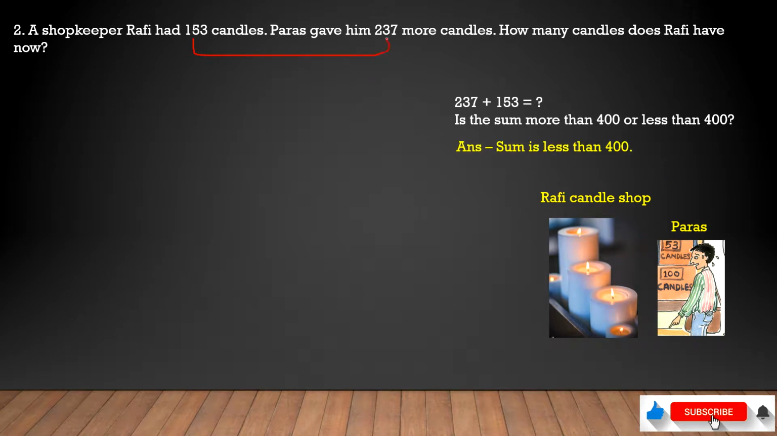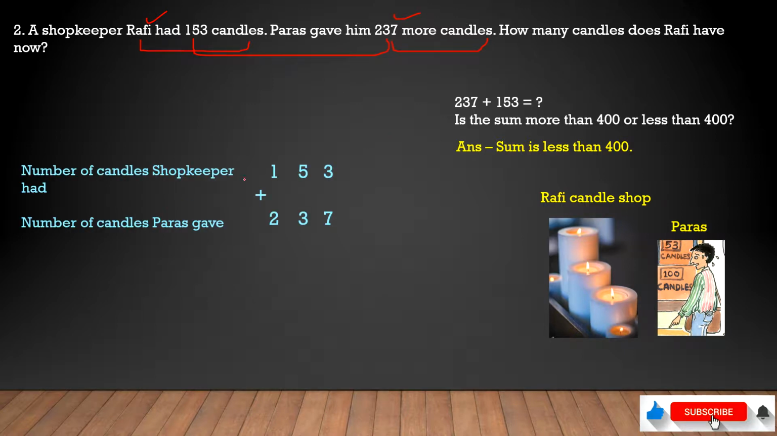We have to add these two numbers. We'll write how many candles Rafi already has and how many candles Paras gave him. So this is the number 153, the candles Rafi already has, and the number of candles Paras gave is 237. We have written these two numbers together and we'll add them to find out the total number of candles Rafi will have now.